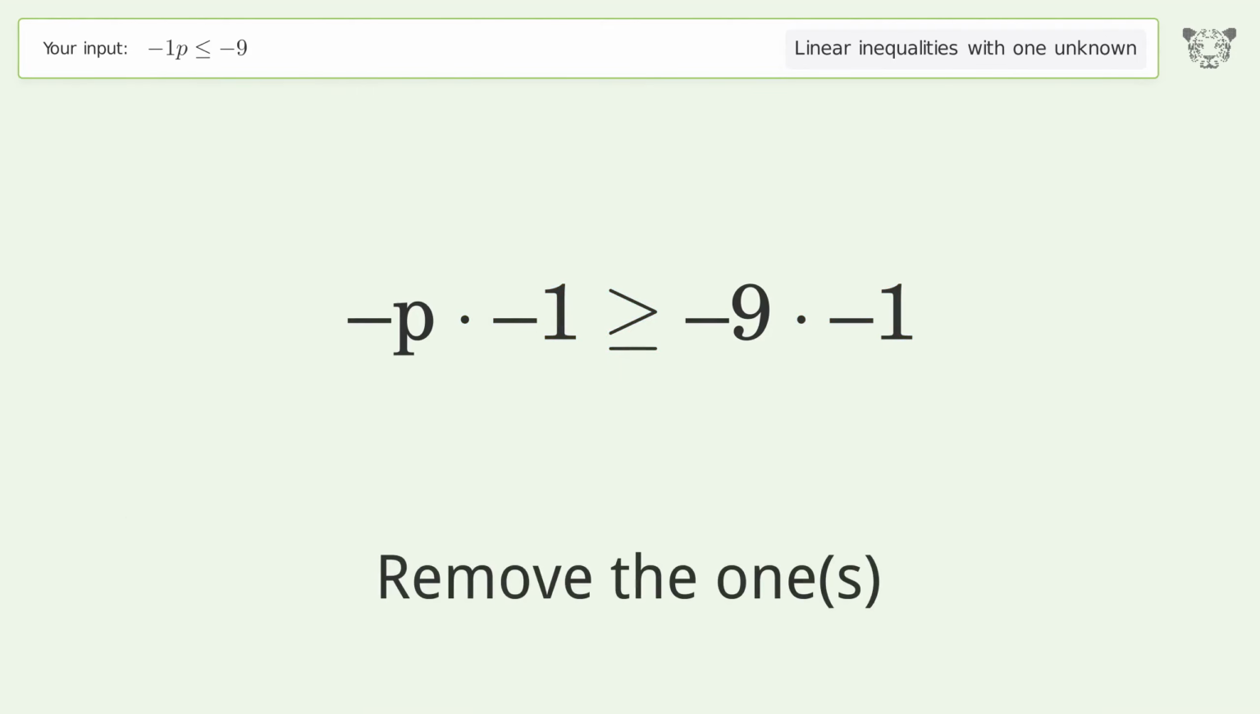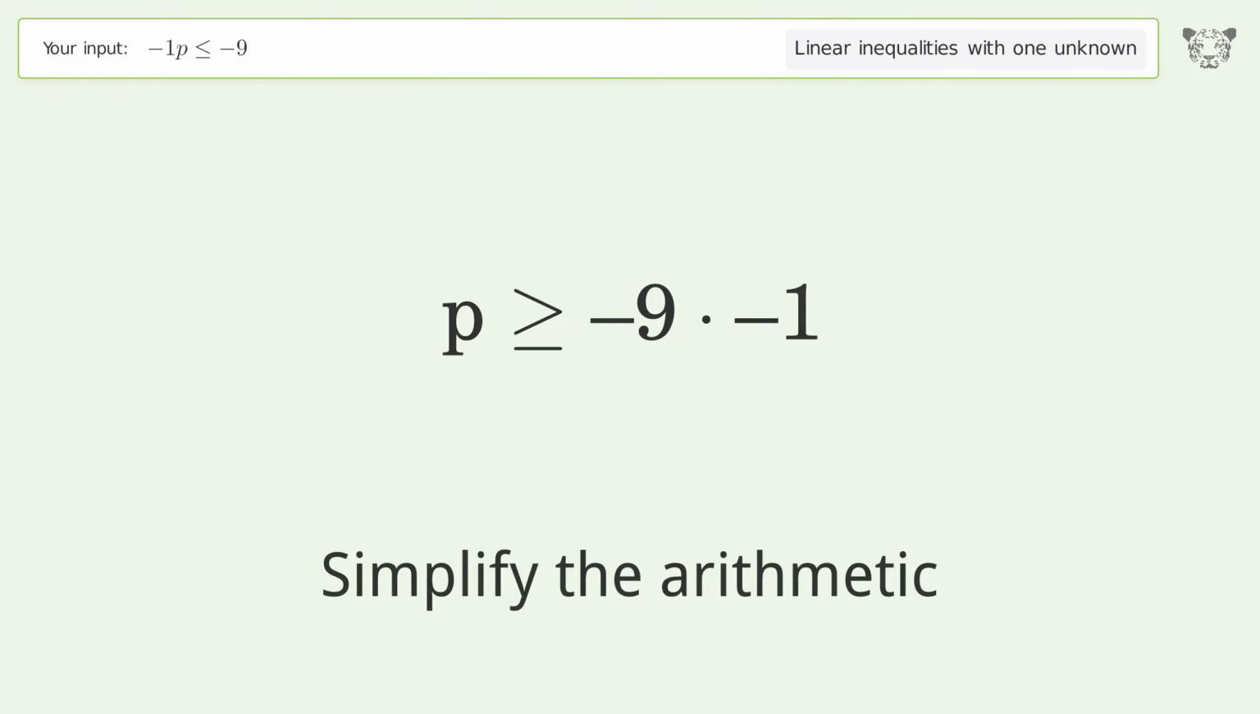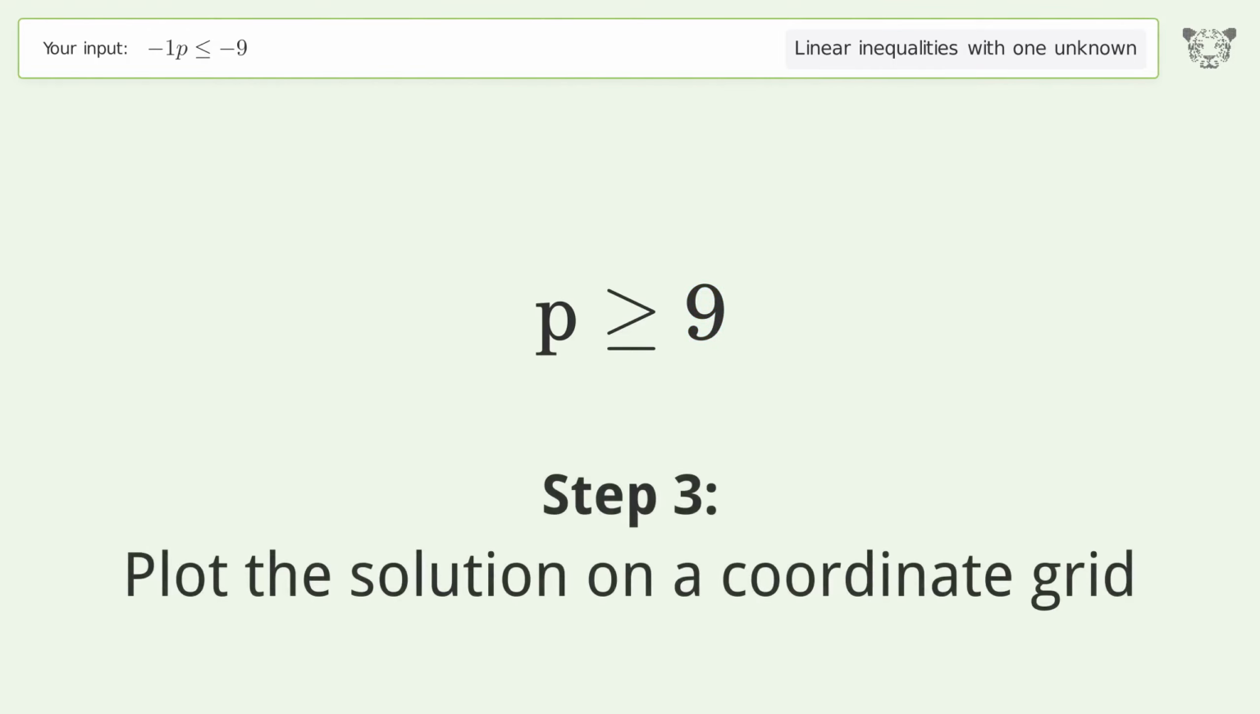Remove the ones. Simplify the arithmetic. Plot the solution on a coordinate grid.